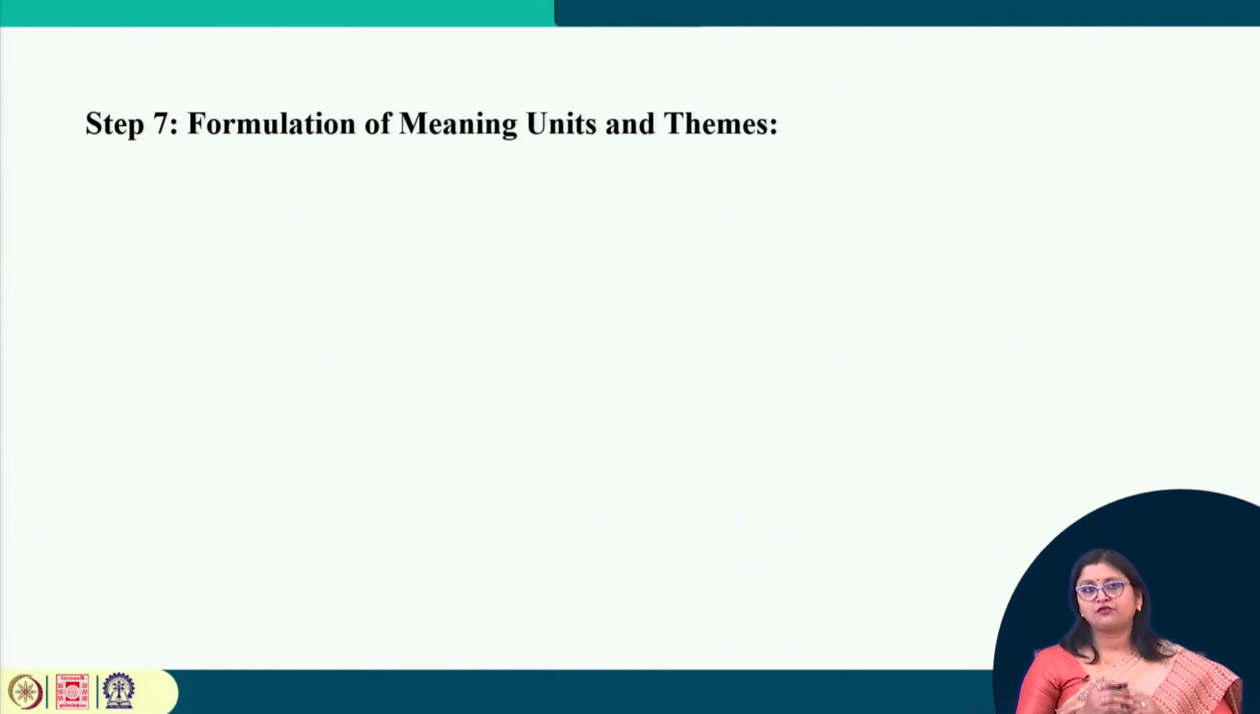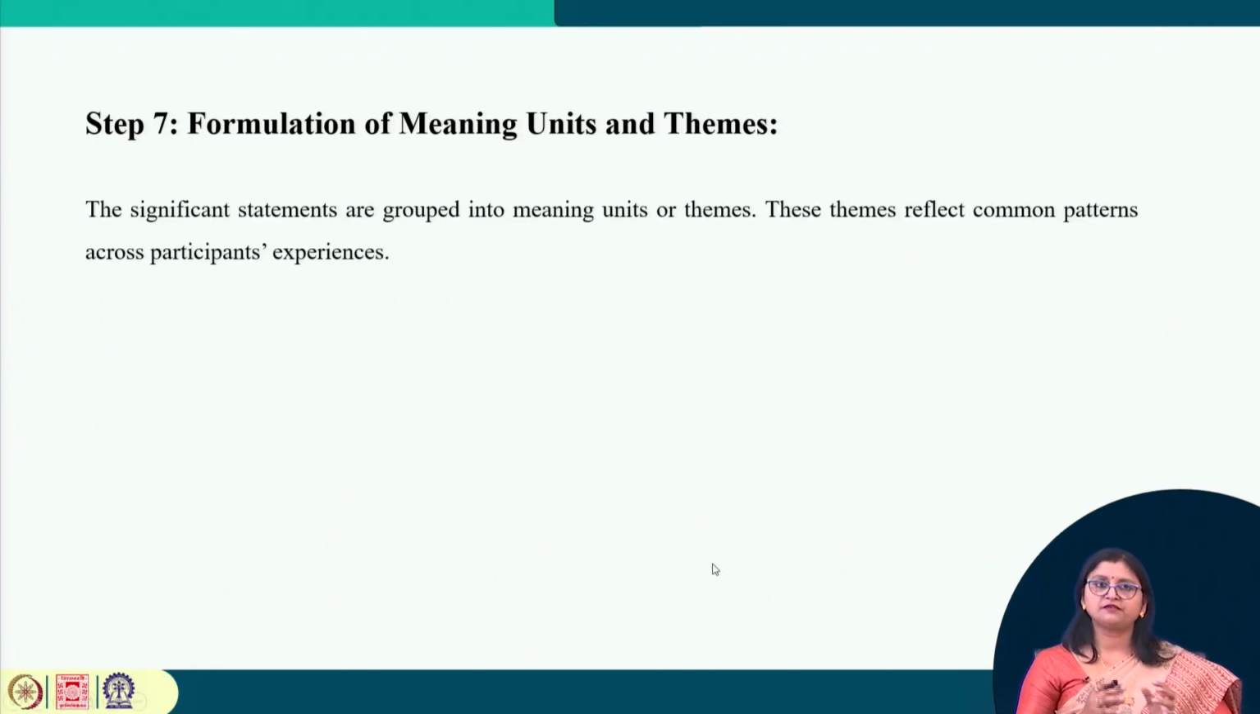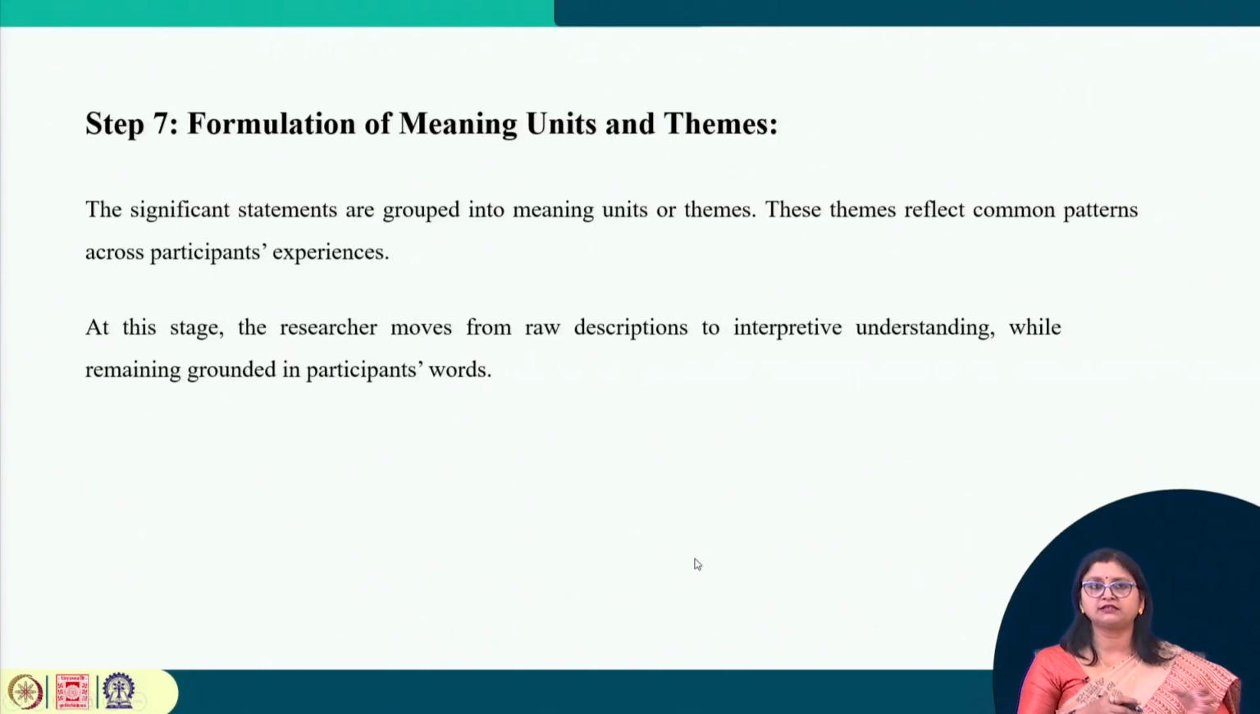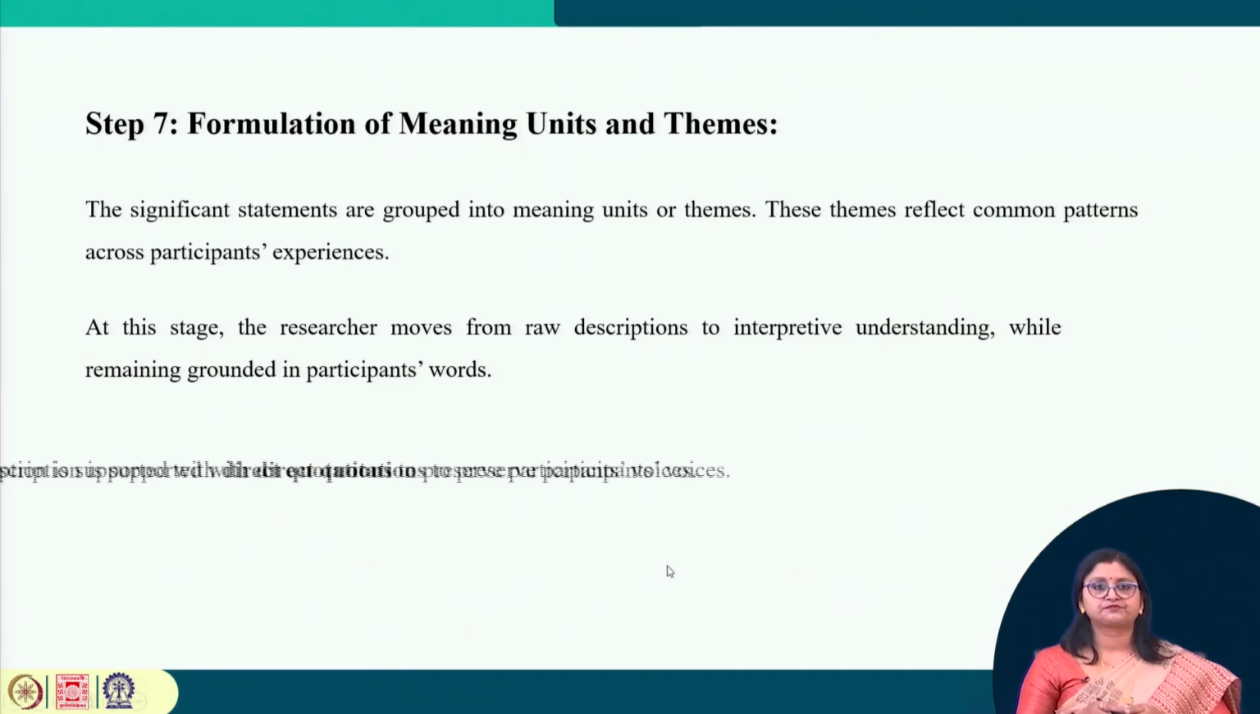The seventh step is formulating meaning units and themes. The significant statements are grouped into meaningful units or themes. These themes reflect common patterns across participants' experiences. At this stage, the researcher moves from raw descriptions to interpretive understanding while remaining grounded in participants' worlds.